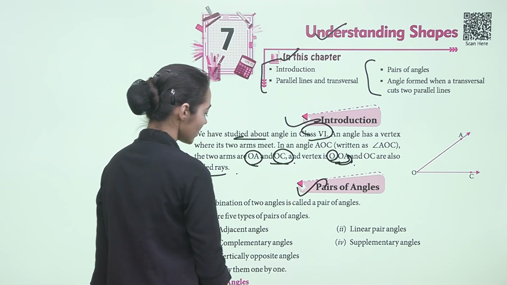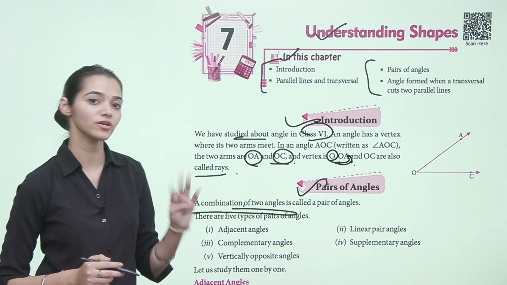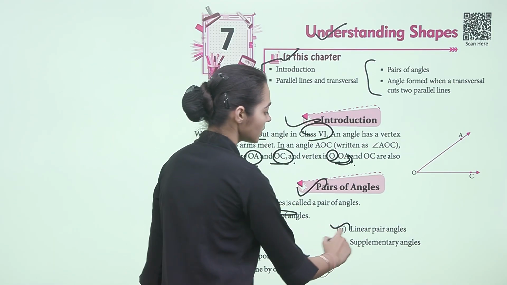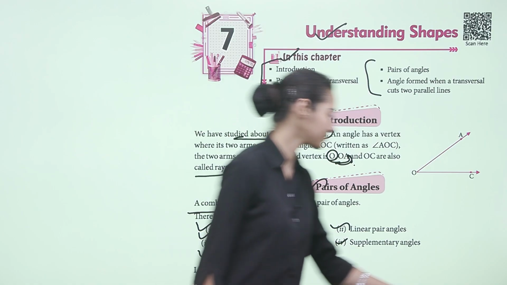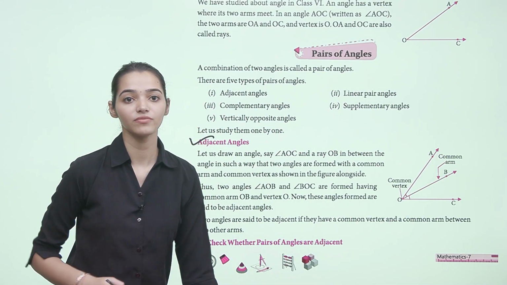Now let's look at the pair of angles. A combination of two angles is called a pair of angles. There are 5 pairs of angles: adjacent, complementary, vertically opposite, linear pair and supplementary angles. Now let us study them one by one.